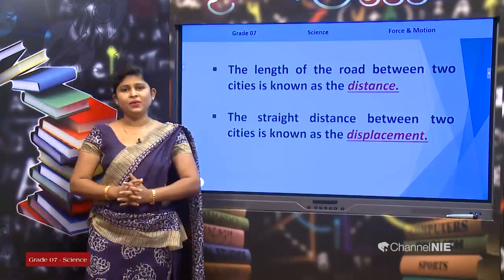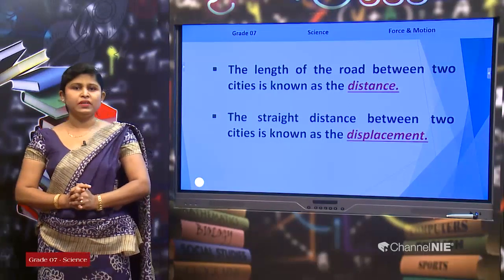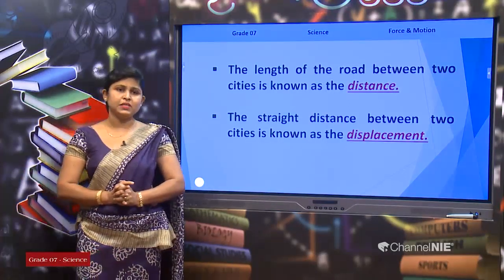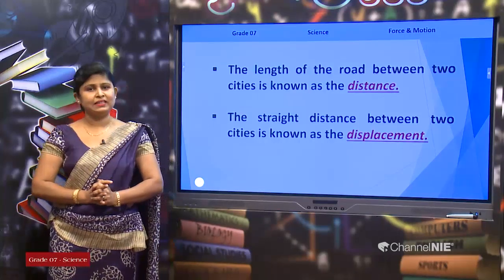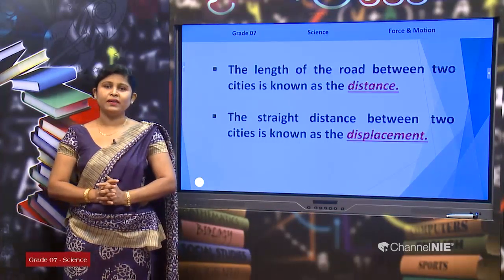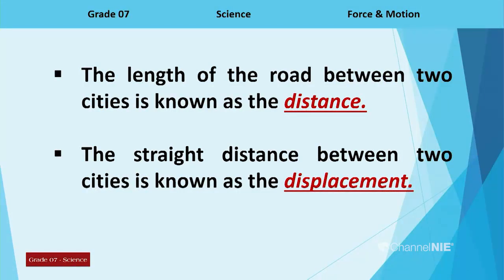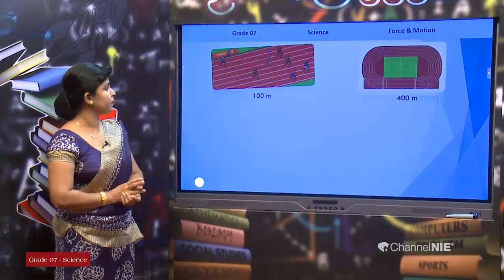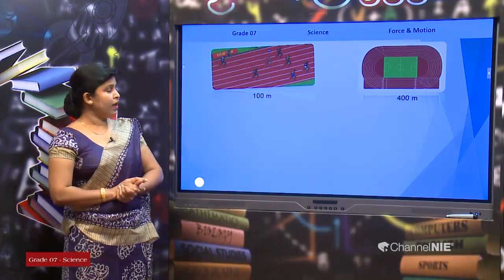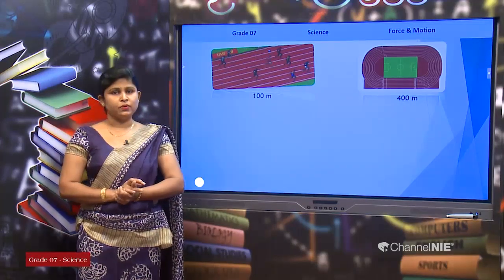Right. Now, I have given you two definitions for distance and displacement. It is better if you can take them down as you have got your writing books in your hand. The length of the road between two cities is known as the distance, and the straight distance between two cities is known as the displacement, right.